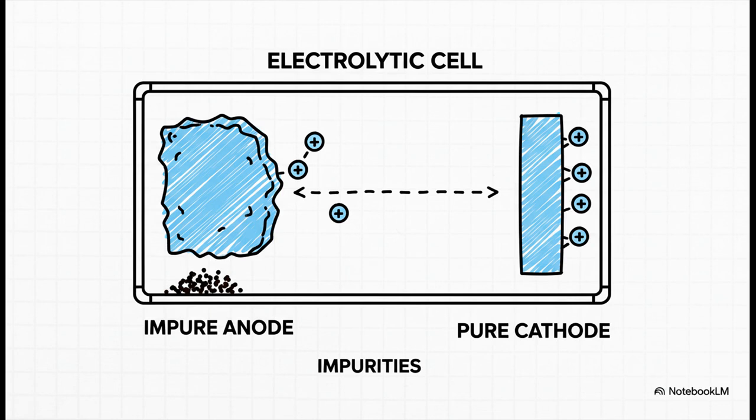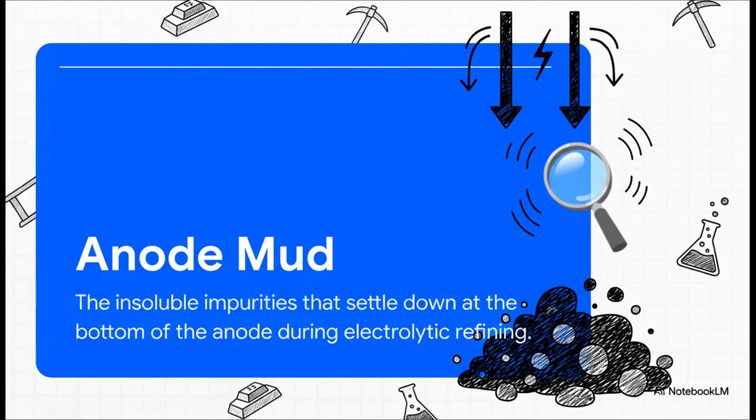So slowly the impure anode gets thinner and the pure cathode gets thicker. And what about the impurities? Well, they are just left behind. And those impurities that are left behind, they are insoluble. So they simply fall down and collect at the bottom, right below the anode. This collection of impurities has a special name. And again, students, this is an important keyword for your exams. It is called anode mud. It might sound like just mud, but sometimes it contains valuable metals like gold and silver.